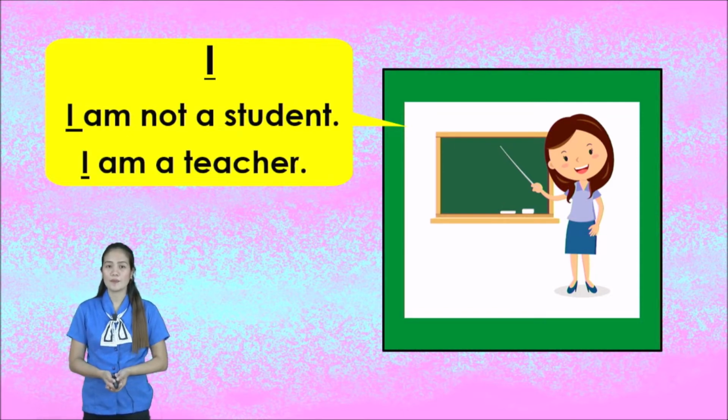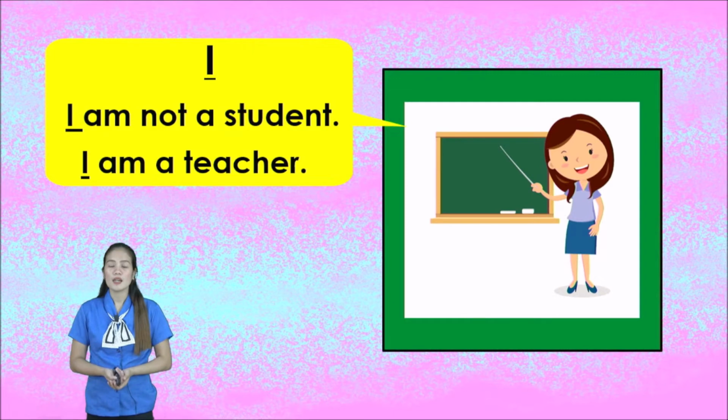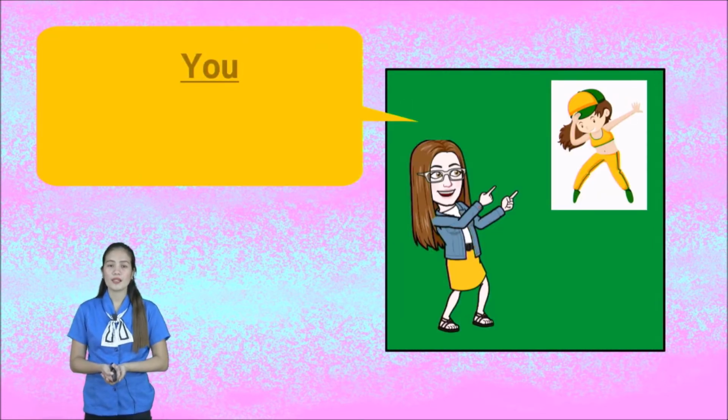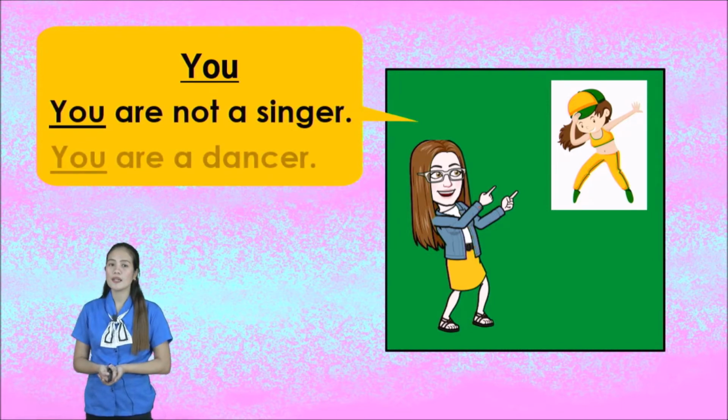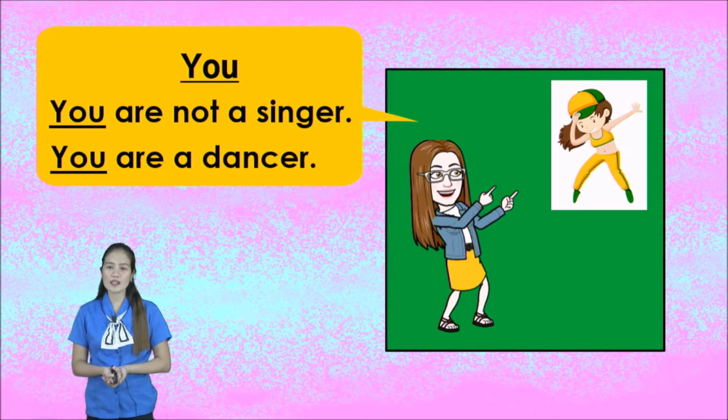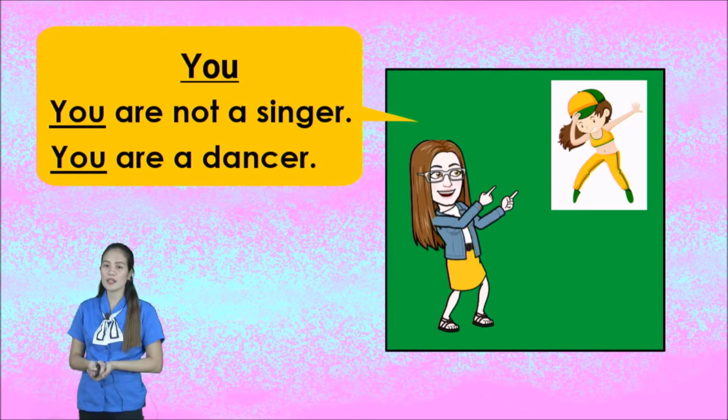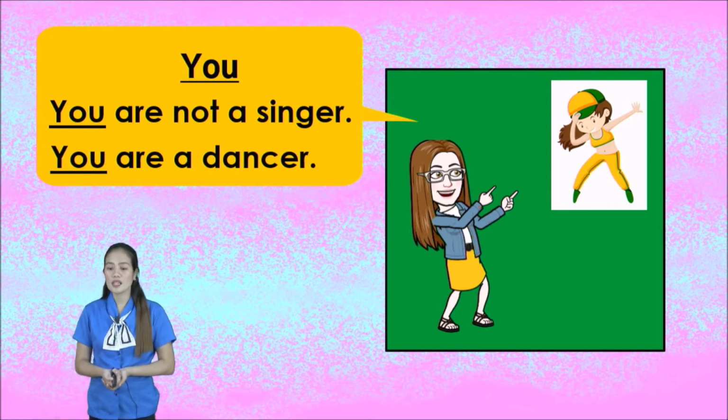I am not a student. Can you see in the picture? Okay, the teacher, she is a teacher. That's why I am a teacher. The next example, you are not a singer. You are a dancer. As you can see in the screen, she is a dancer.